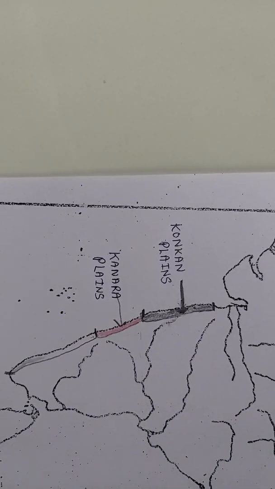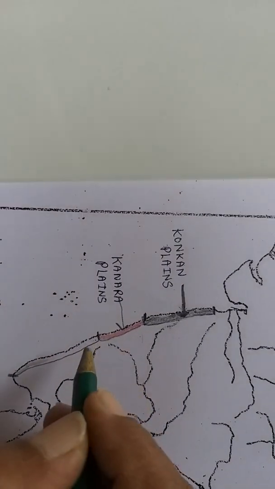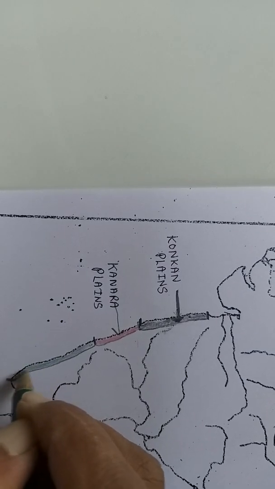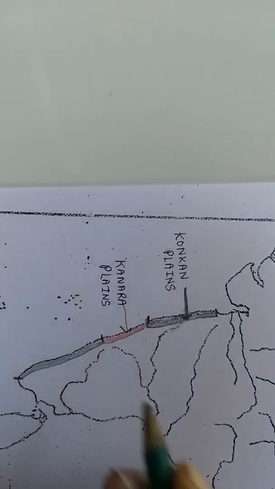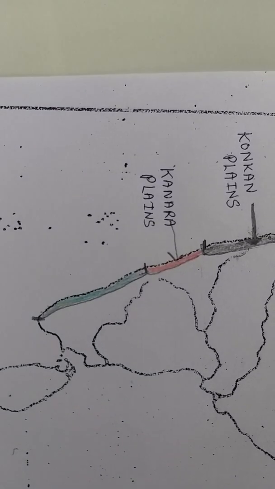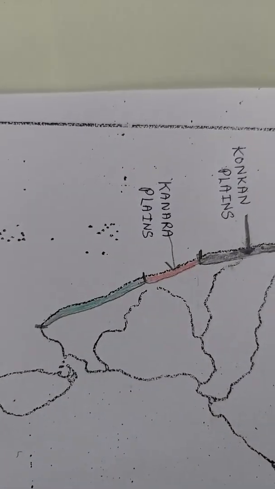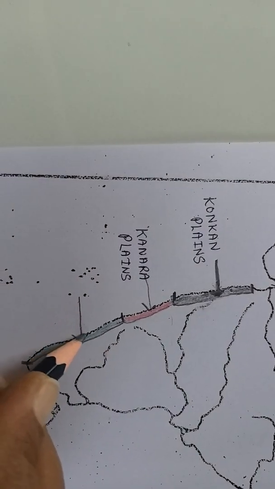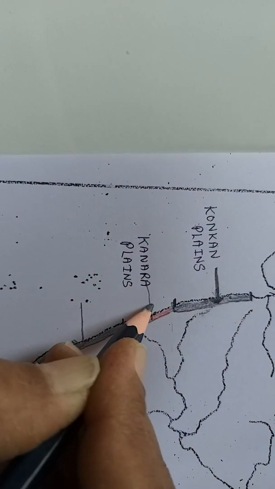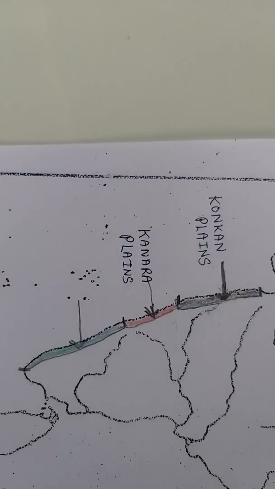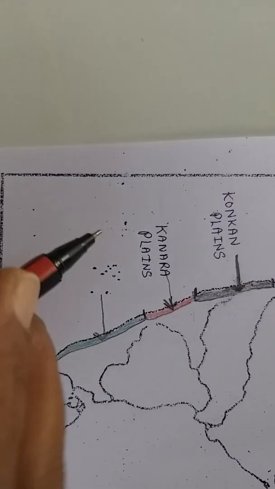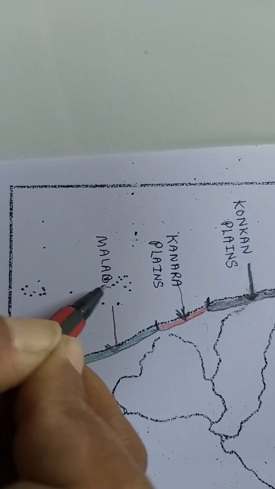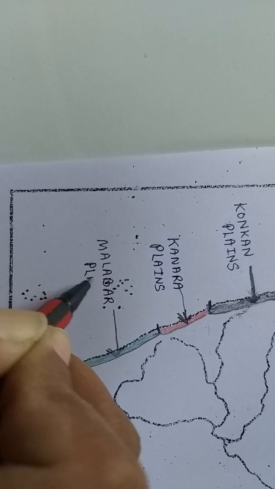Okay, I don't have many color pencils, that's a problem. Okay, this is Malabar Plains. Let us label it. Again, the arrow should point at the landmass inside, here also, remember. So this is Malabar Plains.